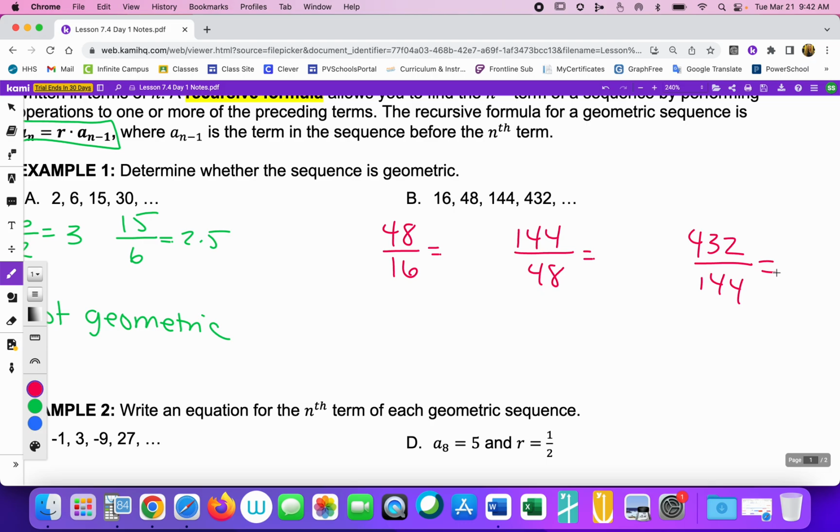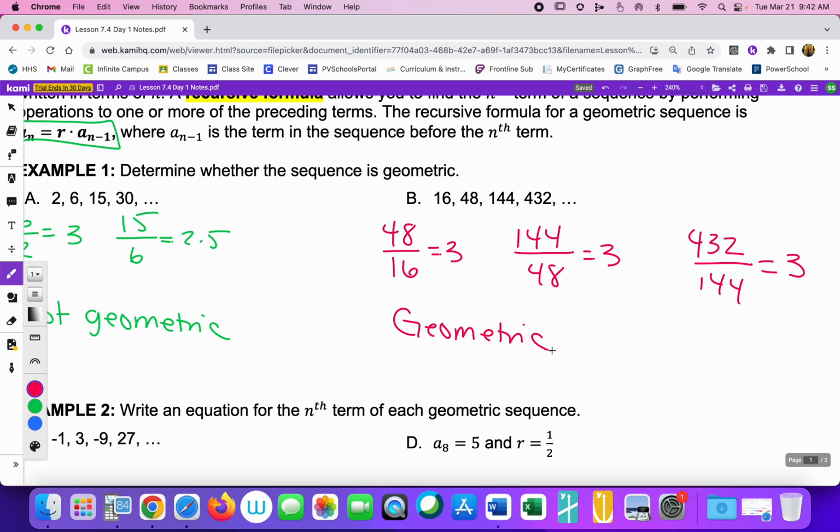So what's 48 divided by 16? This is why you have a calculator. 3, what's 144 divided by 48? And 432 divided by 144? 3. Okay. They all have to match in order for that to be geometric. So since they do, yes, this is geometric.